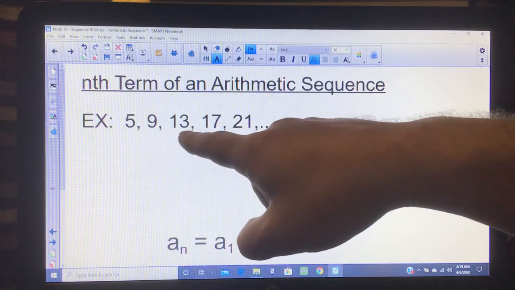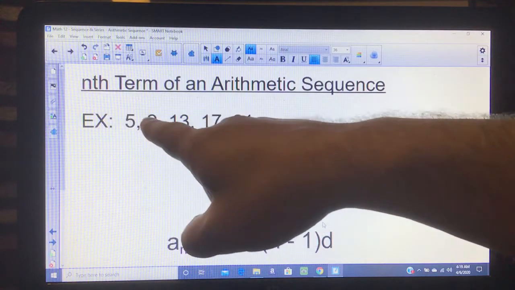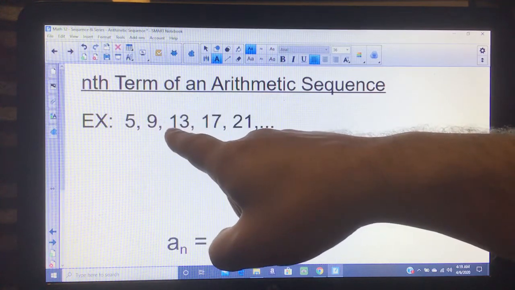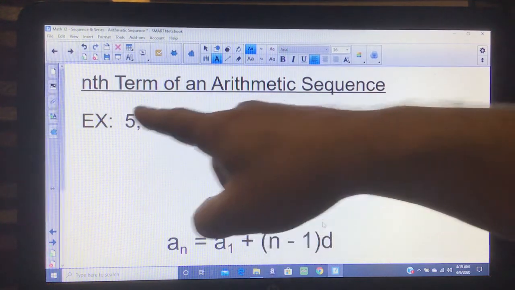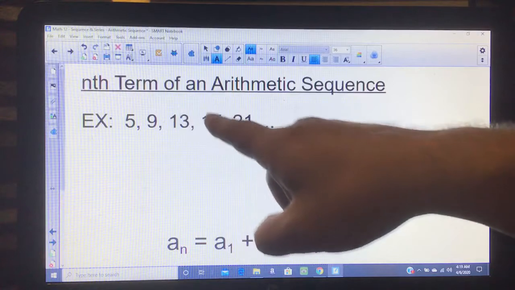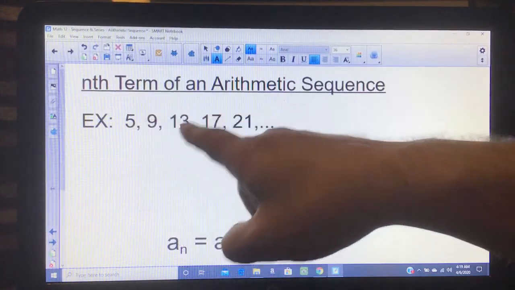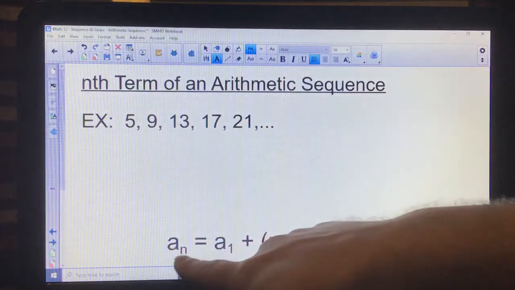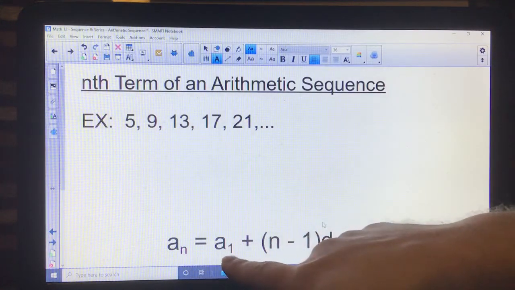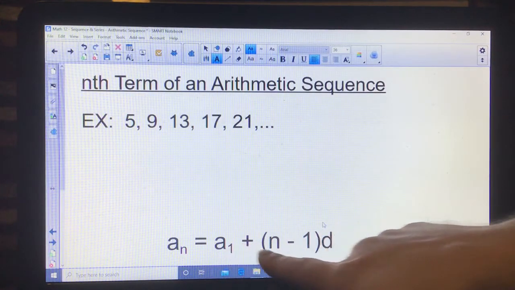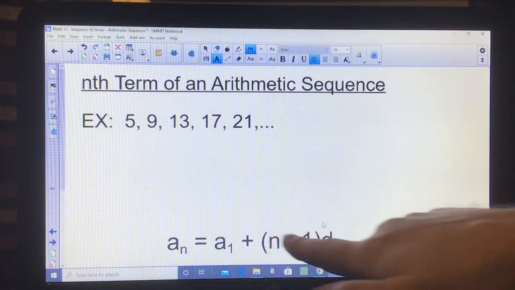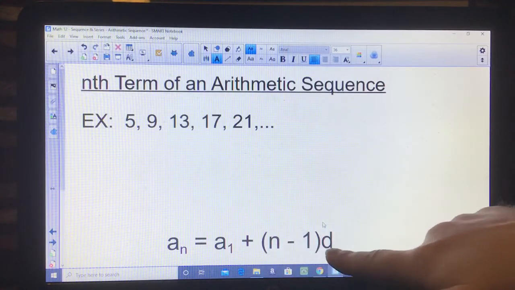Say I want the third term. I would add the common difference twice. Say I wanted the fourth term. I would add the common difference 3 times. If I wanted the 5th term, I would add the common difference 4 times. So whatever term I want, I'm going to take the first term, add the common difference one less time than I want. So this is the common difference.